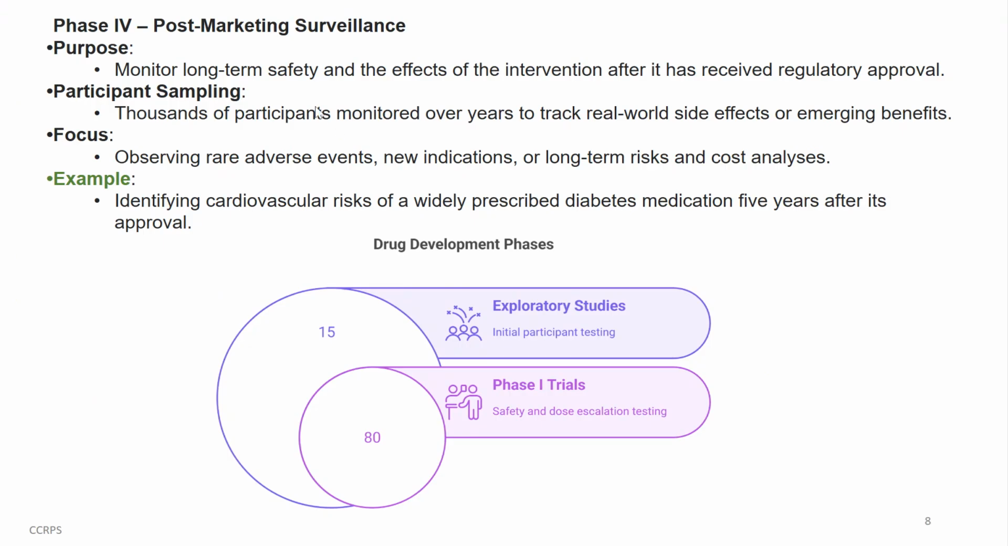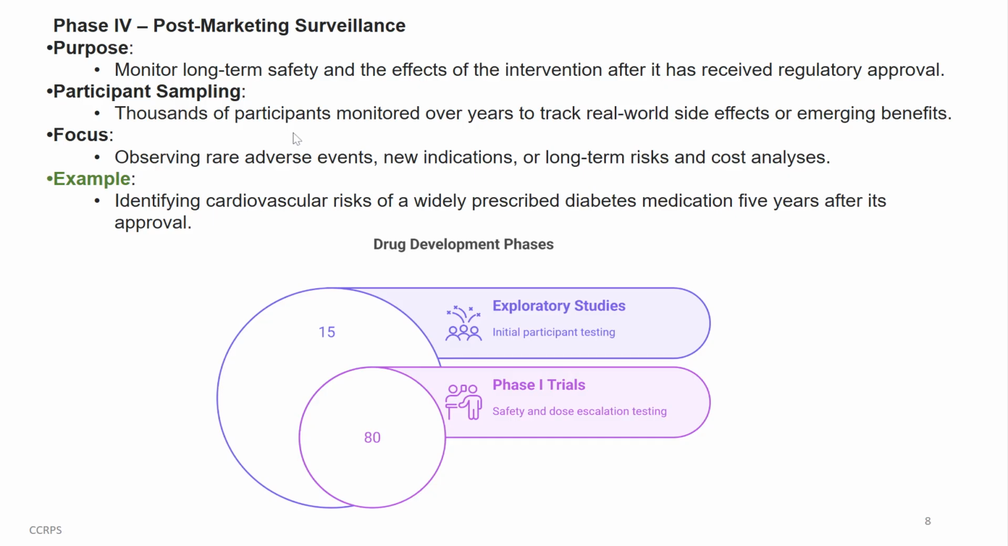Phase 4, post-marketing surveillance. The purpose: monitor long-term safety and the effects. So also we'll go back in phase 4 to monitoring, doing surveillance on the safety and the adverse events or side effects of the medication that is approved for marketing. Now we'll start phase 4 as post-marketing surveillance, and by doing so, monitoring again the long-term safety and the effects of the intervention after it has received regulatory approval.